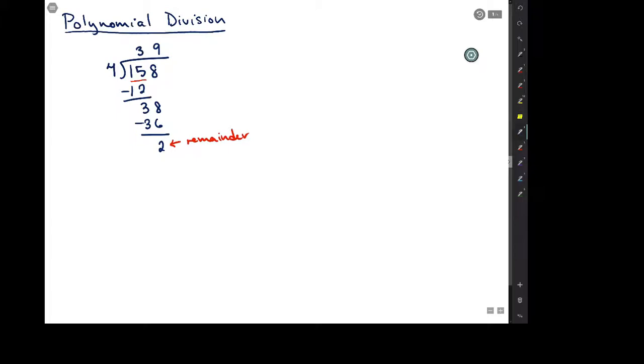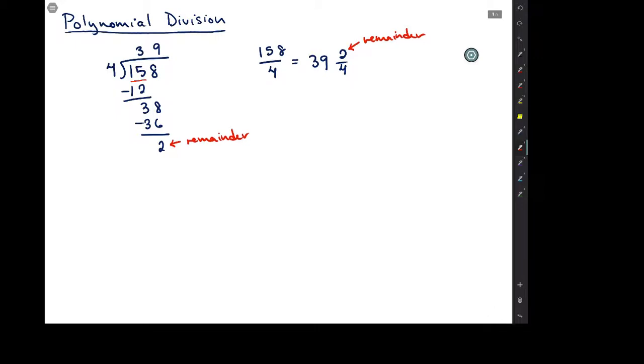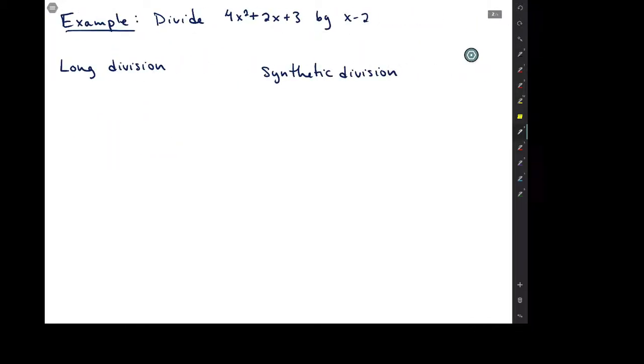And what I have just discovered is that if I take 158 and I divide it by 4, I get 39 and 2/4. So when we divide, our remainder ends up still being divided by the thing that we're dividing by. So again, this is regular long division, and polynomial division is very much based off of regular old long division. So I will show you that.